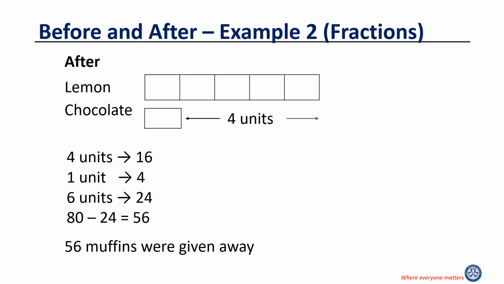In the end, there were a total of 6 units. So 6 units represents 24 muffins. Before, there were 18 muffins. After, there were 24 muffins. So, the number of muffins given away is 80 minus 24 to give us 56. 56 muffins were given away.